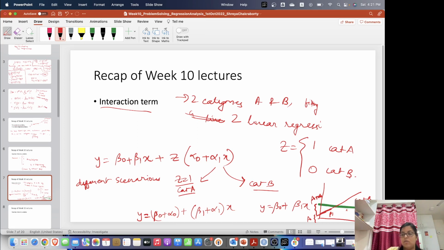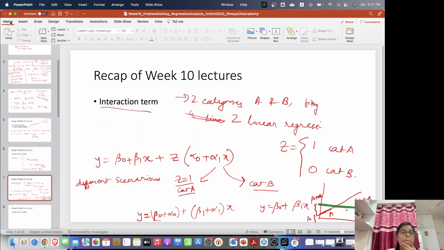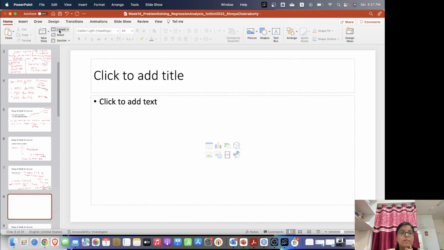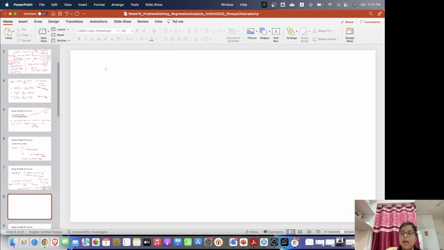Okay, so normally we are assuming this scenario. If we have to model it, then in a single line we can write it like this. Now, there could be two situations.